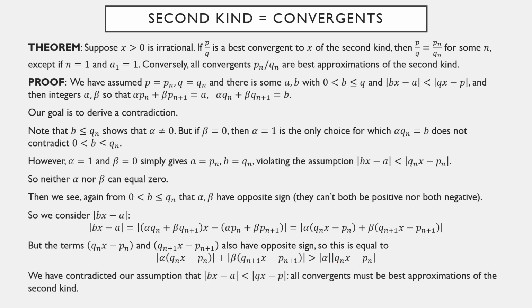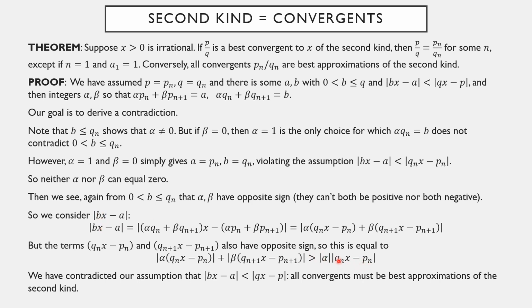So what we've done is we've contradicted our assumption that the distance from Bx to A is closer than from Qx to P. Because what do we have? We have the distance from Bx to A is bigger than the absolute value of an integer times the distance from Qx to P. So since this is the absolute value of an integer, remember alpha and beta were integers, this is at least as big as 1. So we ended up showing that this is actually bigger than that right there.